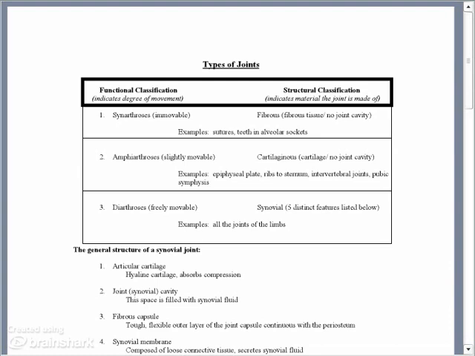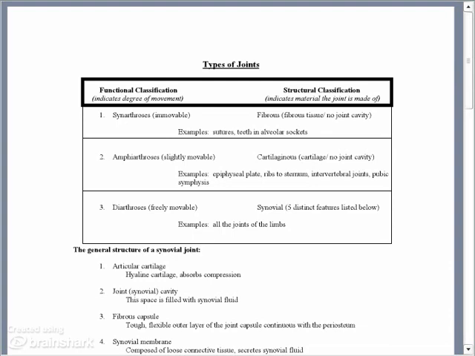We can also classify joints structurally, and that indicates the kind of material that that joint is made of. So for example, I just mentioned that the synarthrotic joint, being the suture, is made of fibrous connective tissue. Well, that's its structural classification. We would call a synarthrotic joint a fibrous joint if we're referring to its structural classification. Fibrous joints will have fibrous connective tissue with no joint cavity.